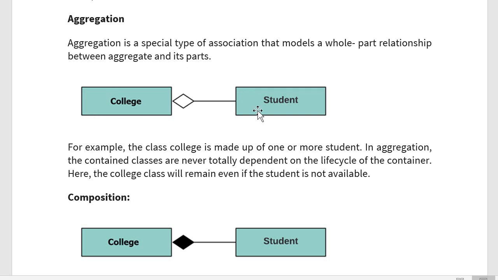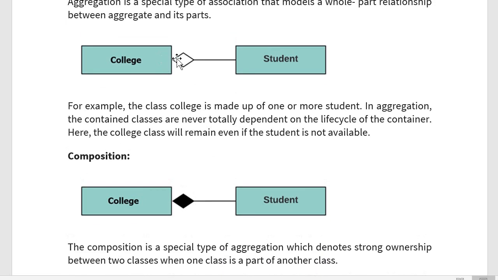This diagram tells us that in aggregation, the contained classes are never totally dependent on the life cycle of the container. Here, the college will remain even if the student is not available. If you come across a relationship like this, we can easily say that an aggregation relationship may exist between the two classes.